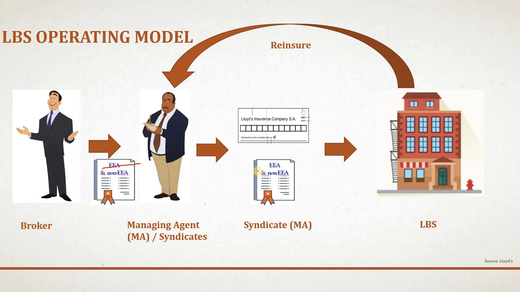If the risk has EEA and non-EEA components, then the syndicate will need to provide two separate codes over here. Once the terms have been negotiated, the syndicate will bind the EEA risk on behalf of the subsidiary, or LBS, using the subsidiary stamp. I will show you how the subsidiary stamp looks in the subsequent slide. And this stamp will be unique for each syndicate participating in the risk.